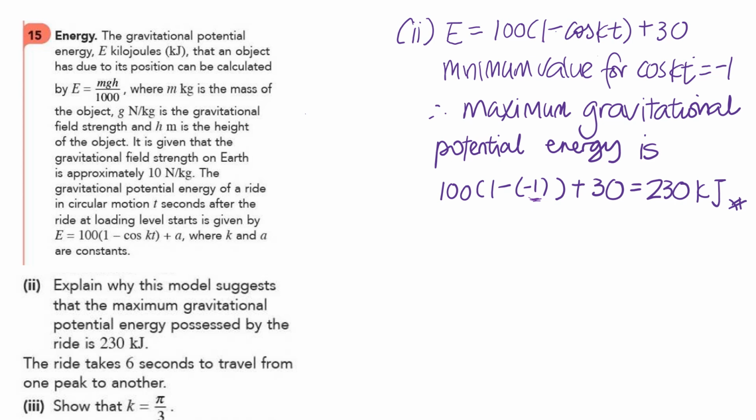Okay, let's look at part 3. In part 3, they say the ride takes 6 seconds. So if the ride takes 6 seconds, it means that it's the period.